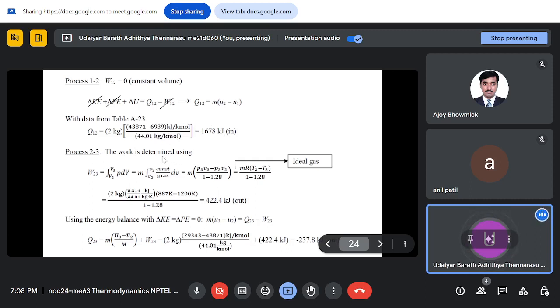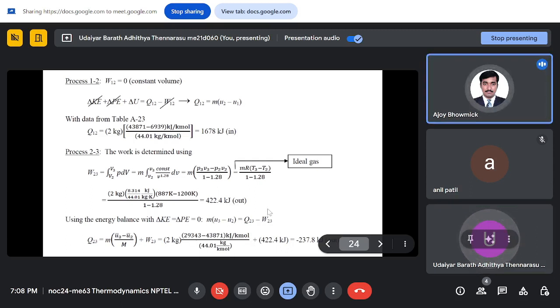Then for 2 to 3, the process is PV raised to power 1.28, so we'll integrate that. P is a constant divided by V raised to power 1.28. On integrating, we get mR(T3 minus T2) divided by (1 minus 1.28). Here we know T3 and T2, so we can substitute and find that the work done is 422.4 kilojoule.